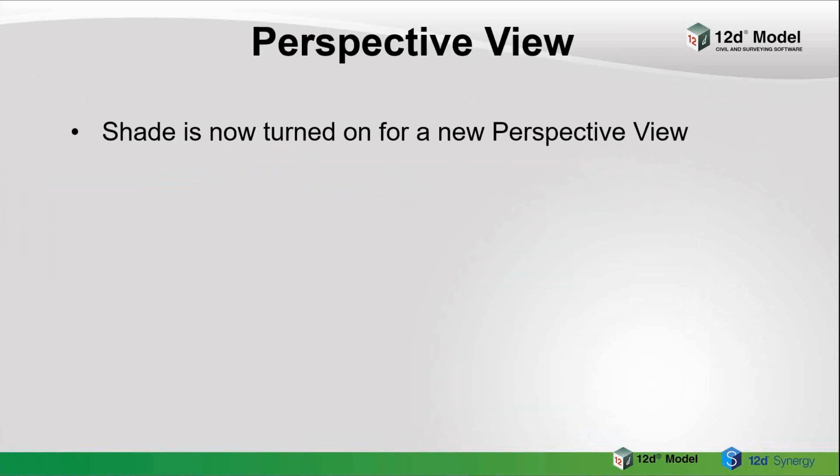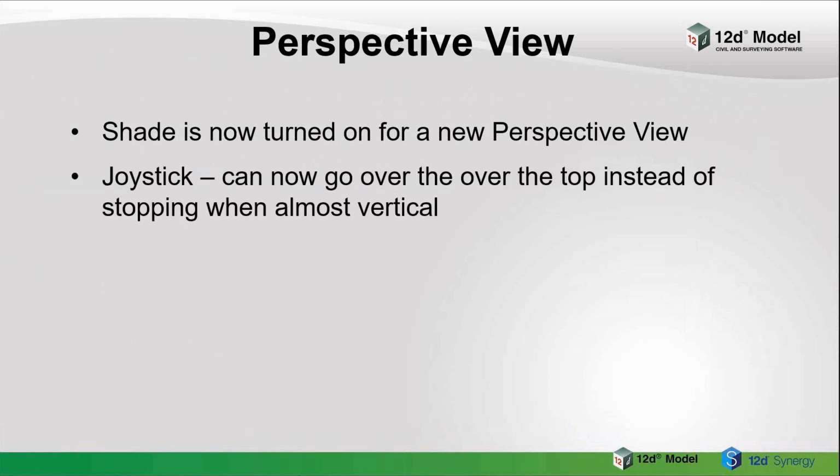Into perspective views, so these are just general things. When you create a new perspective view, shade is now turned on, whereas before it wasn't, and you had to keep clicking it on. I always find if I've got a perspective view, especially the OpenGL one, I do want to see it with shade. That's the first thing I like to see.